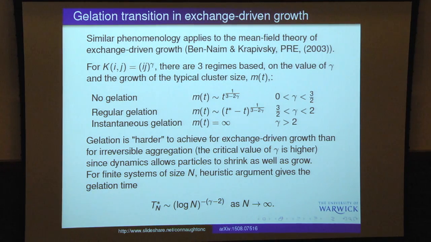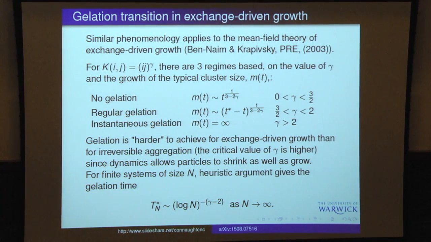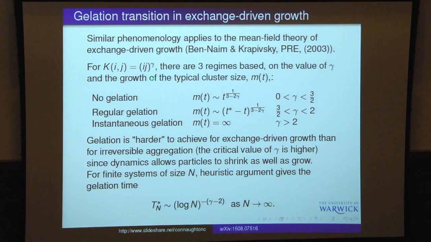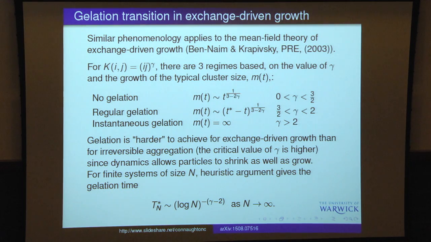So just to get back, that's instantaneous gelation for aggregation. For this exchange-driven growth, which I spoke about, it's been studied much later by Bannaim and Krapivsky, many of us know. They looked at the rate equations for this kernel ij to the gamma and found three regimes, again, based on the value of gamma.